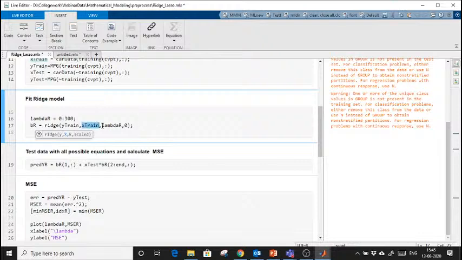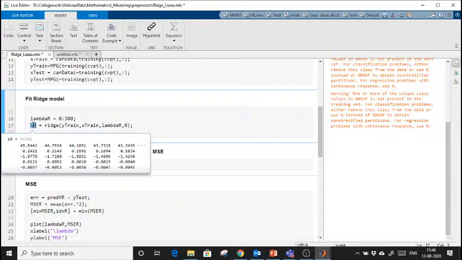Further, this is the lambda value we created here, and the 0 value. If I don't give 0, the data will be rescaled between 0 and 1. That's why I provided the 0 value, so it will not rescale the data and I will get the original coefficients. BR is the coefficients. So how many equations will I get in total? 301.